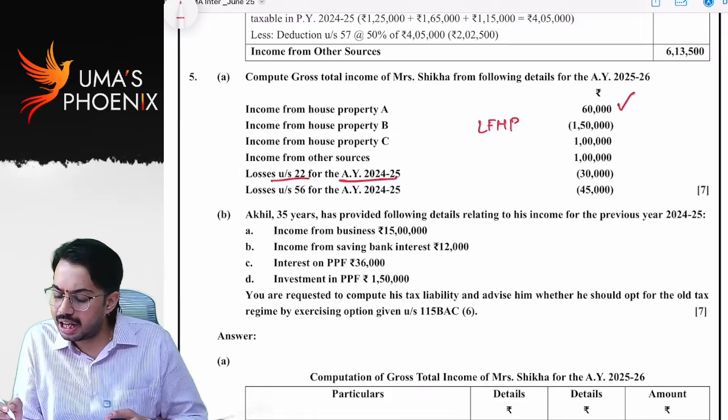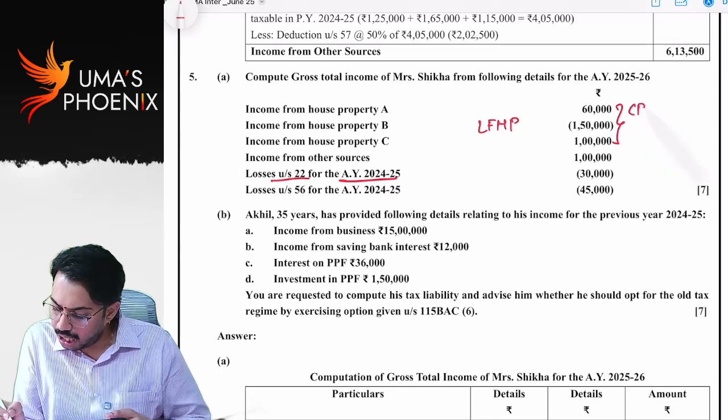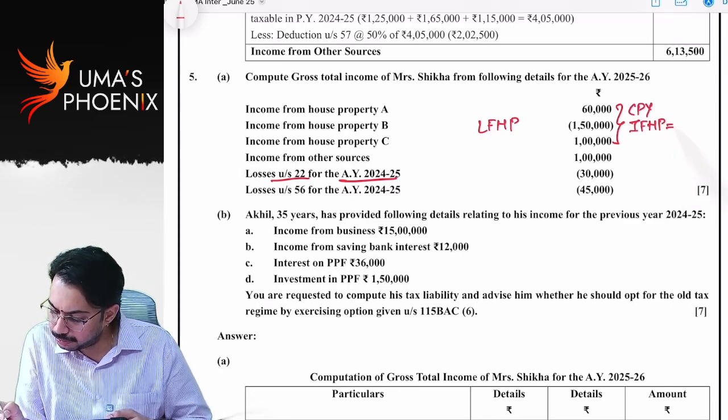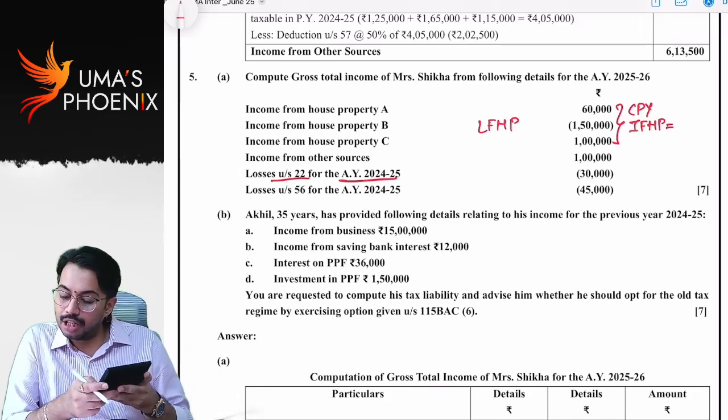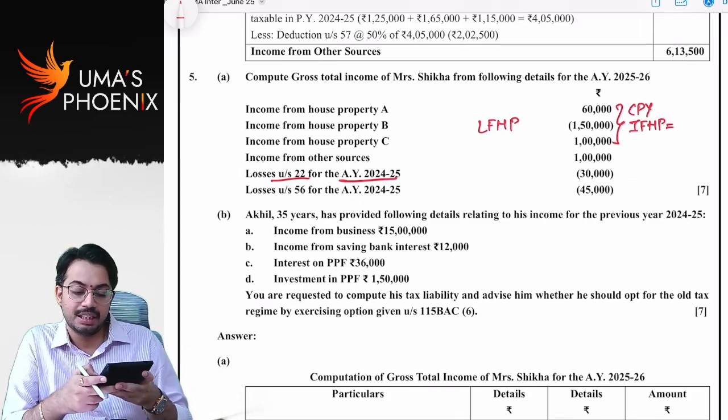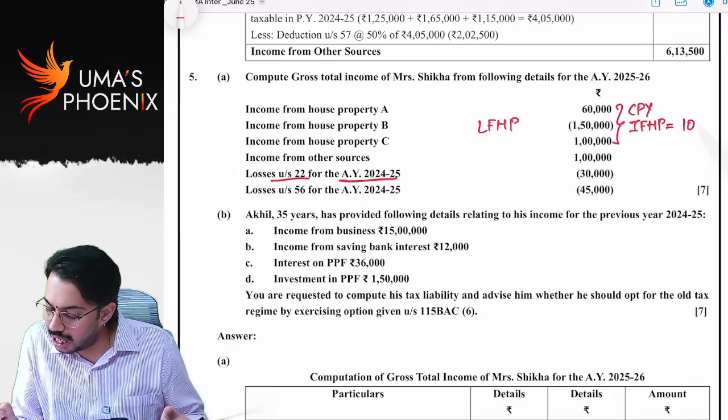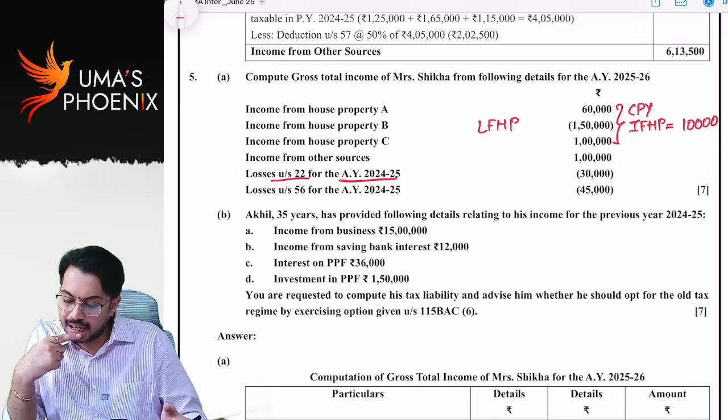So current year, how much is income from house property? Current previous year income from house property, how much? 1,60,000 minus 1,50,000. Current year income from house property is 10,000.